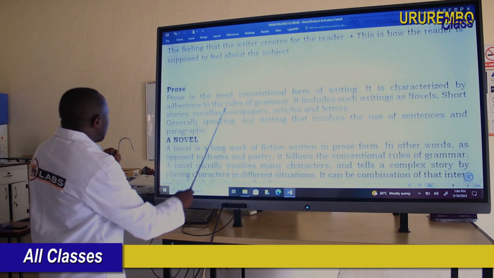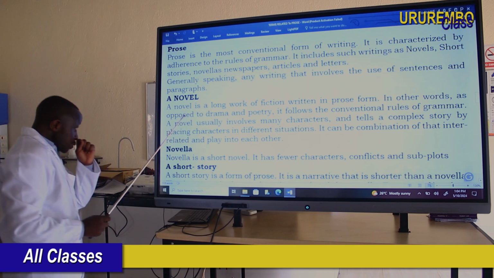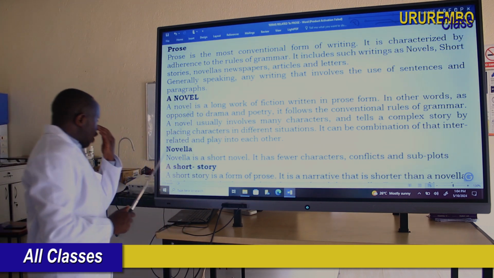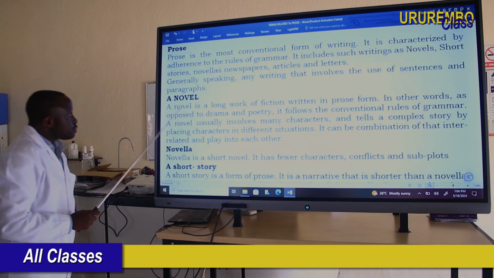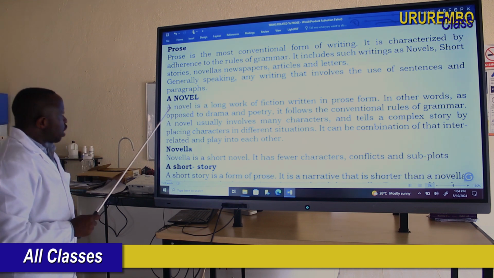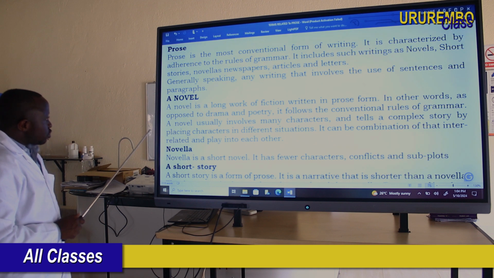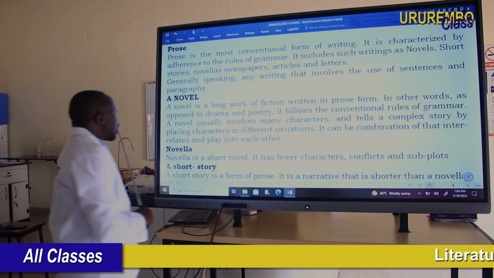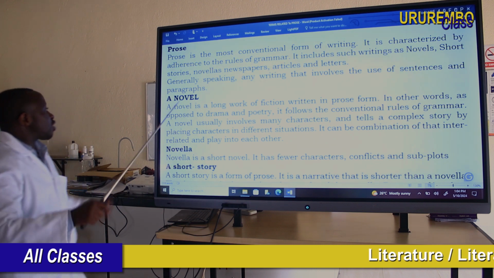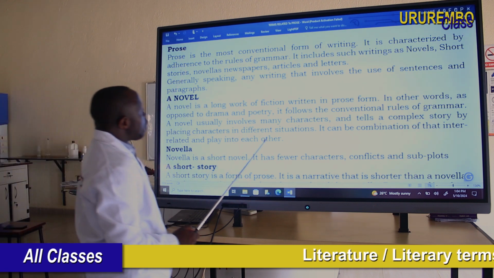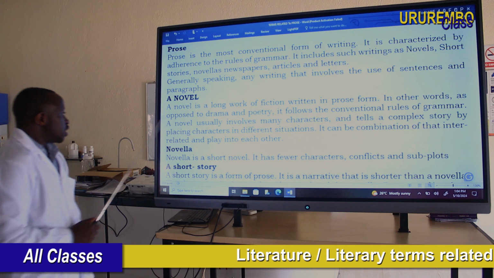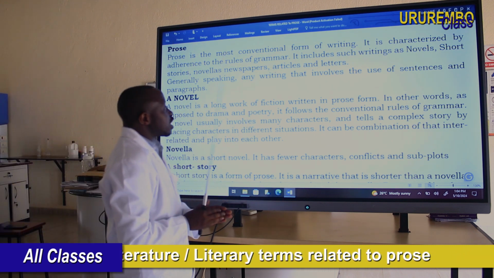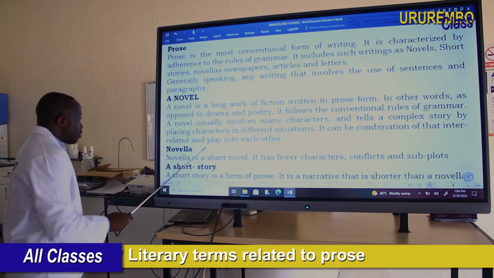Okay, we're talking about prose. Now we can talk about what is a novel. What is a novel? A novel is a long work of fiction written in prose form. This is opposite to drama and poetry. So it is a long work of fiction written in prose form.